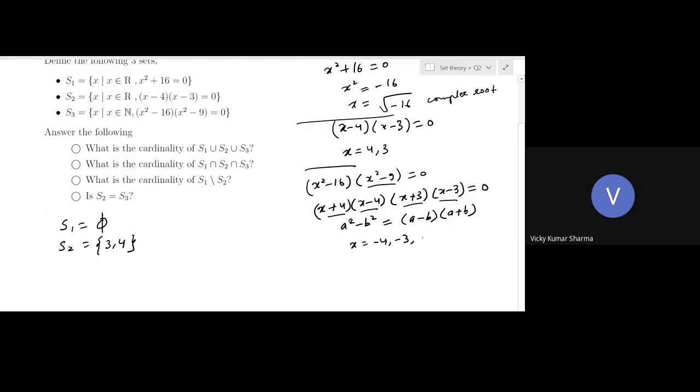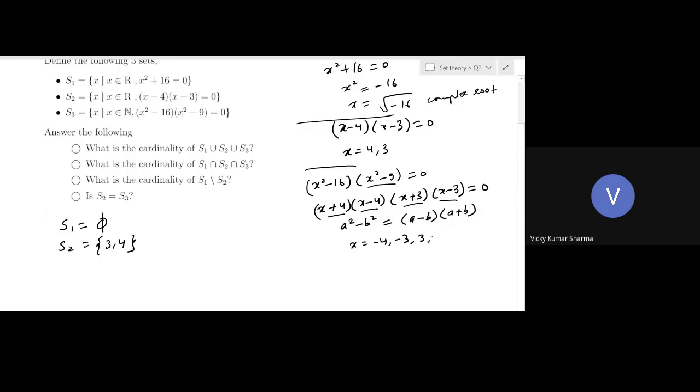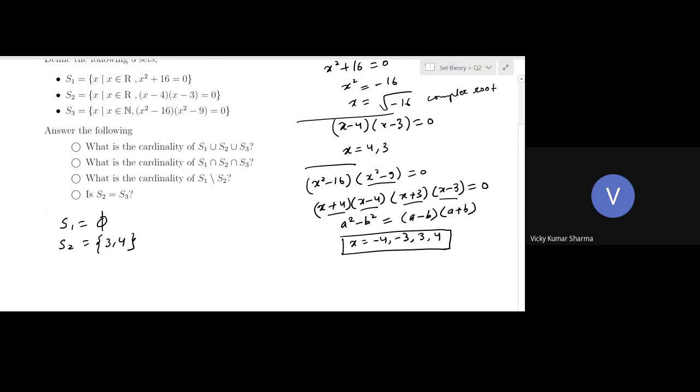What are the other elements, Devjyoti? Plus 4, plus 3. So plus 4 plus 3, right? So I can write them here. So this is something we get. So basically our S2 should contain these x values which we got, but in the question it says x is a natural number.